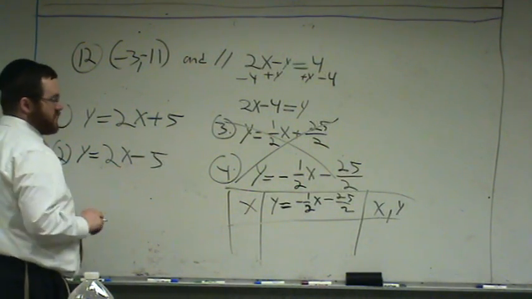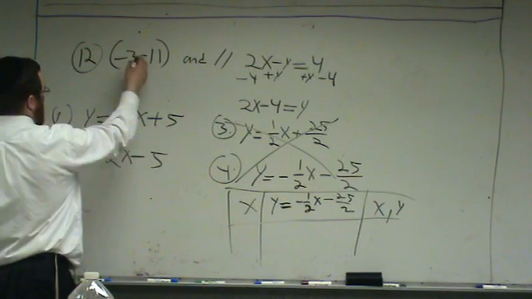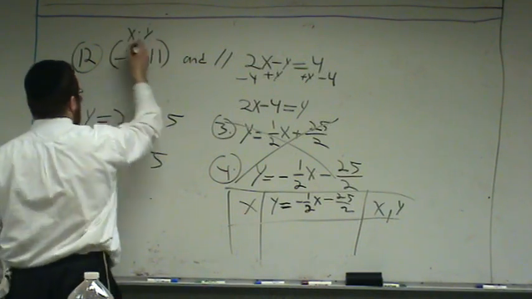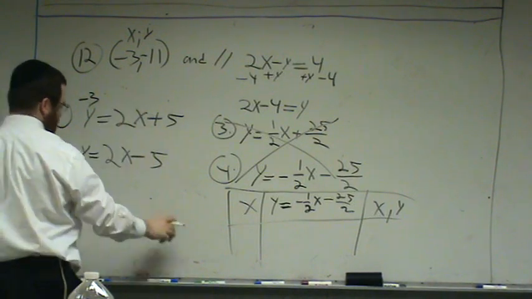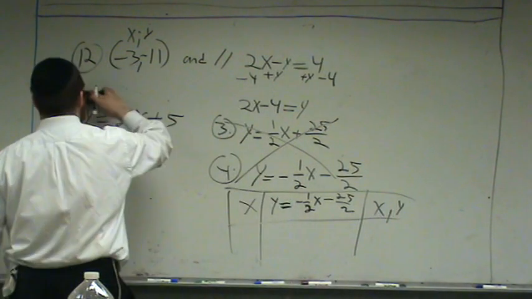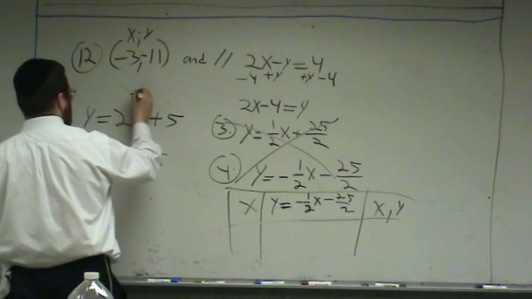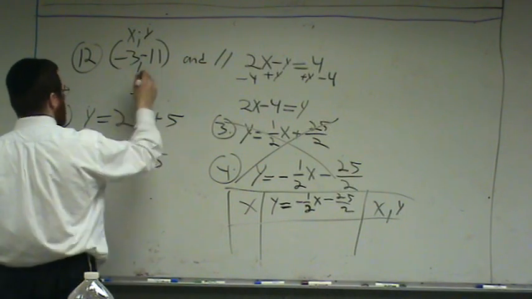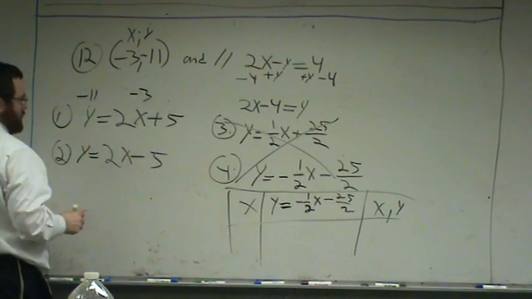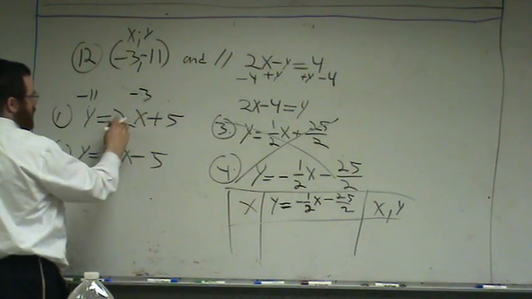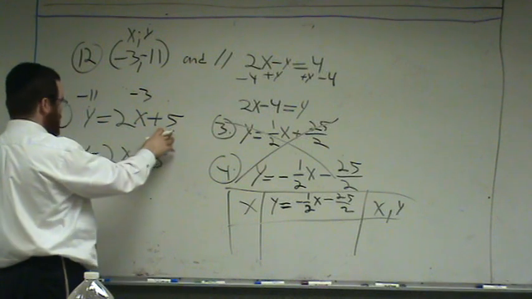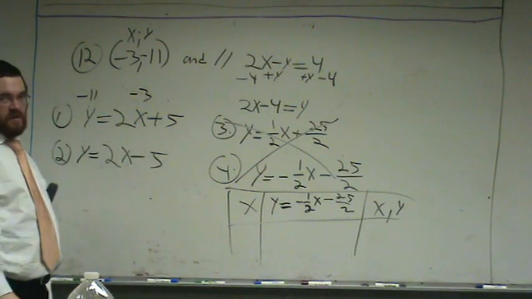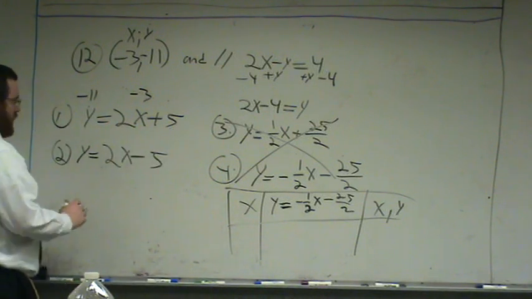So let's plug answer 1 into the equation. Remember x, y. x is negative 3, and y is negative 11. So let's see if this is true. Negative 3 times 2 is negative 6, plus 5 is negative 1, which is not equal to negative 11. So you know that answer 1 is not correct.